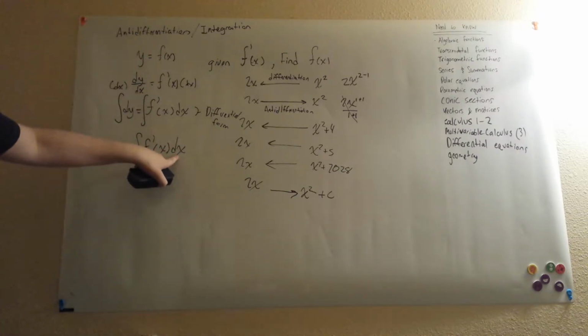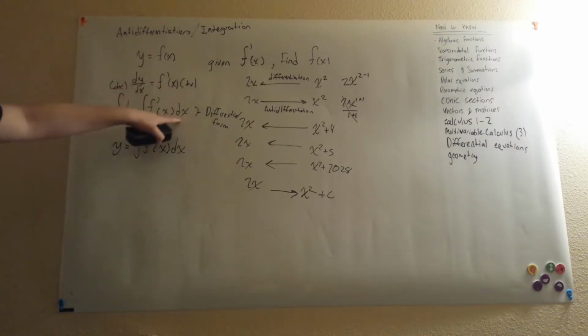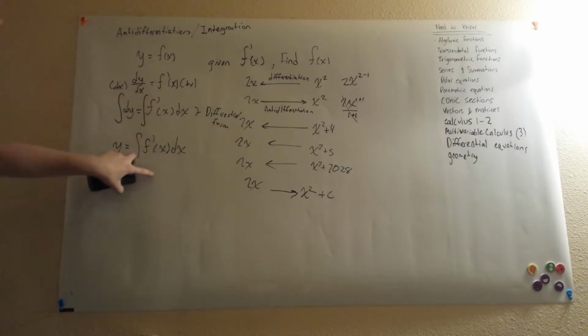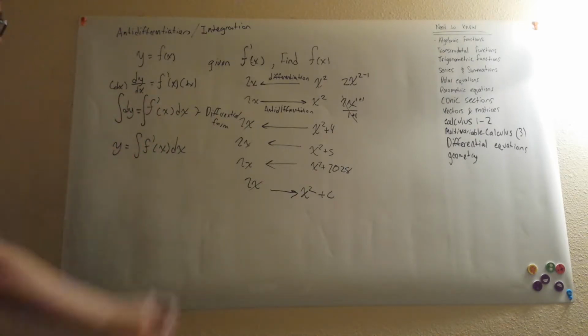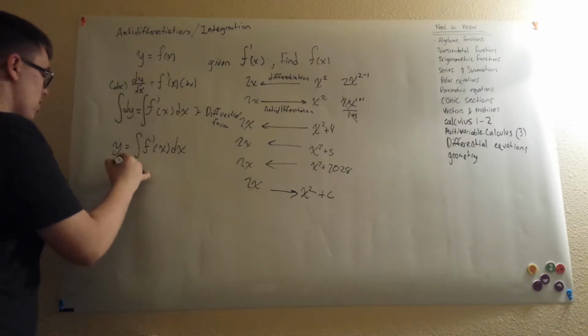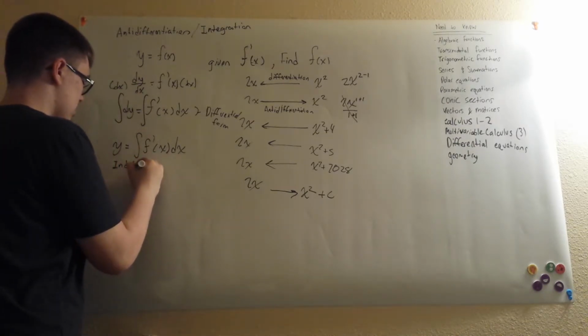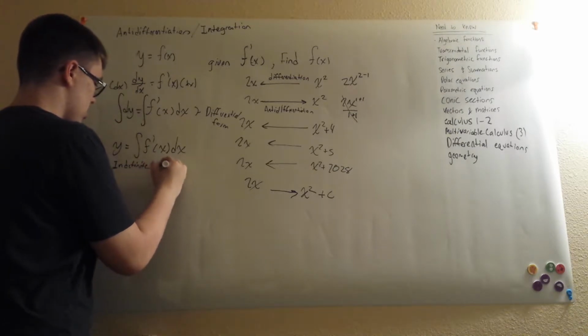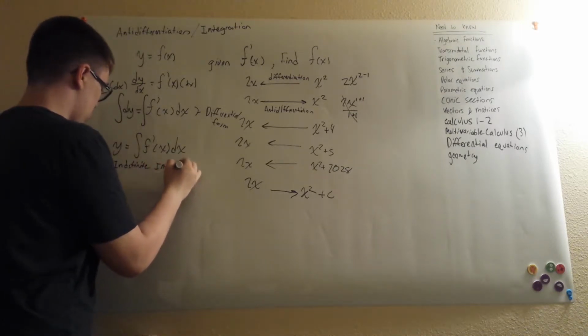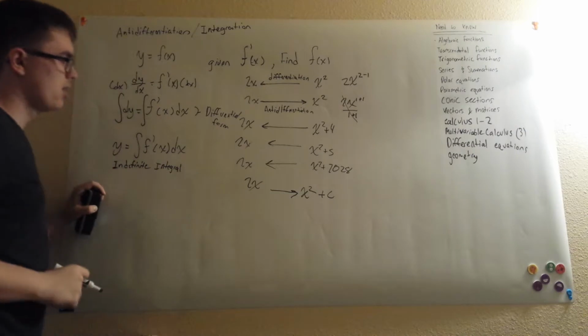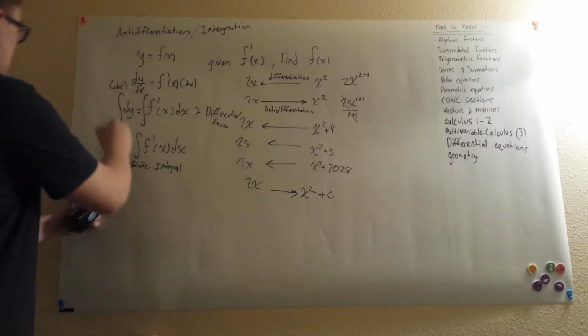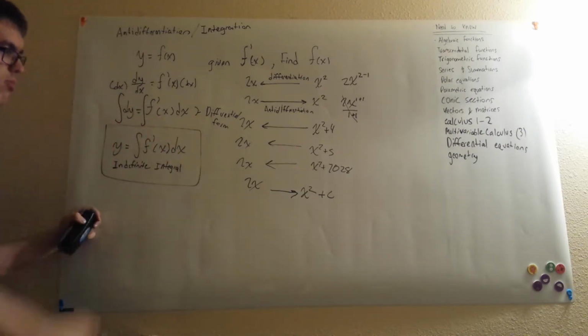This has to be here always. It comes from the differential form. It has to stay like this. And this is what we call an indefinite integral. Now, put this in a box here because it's important.